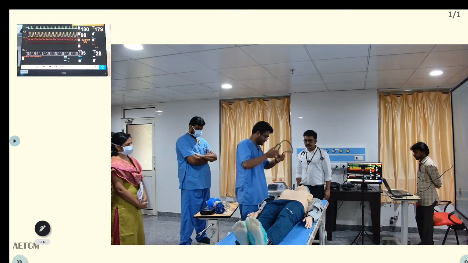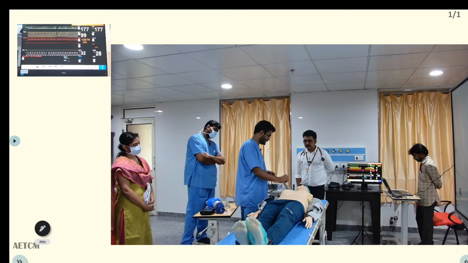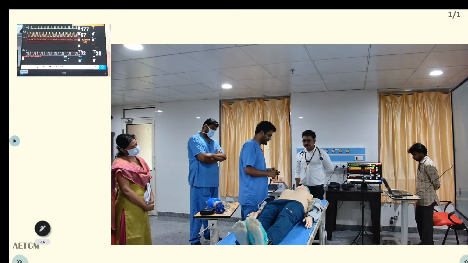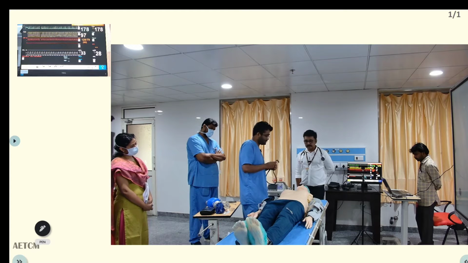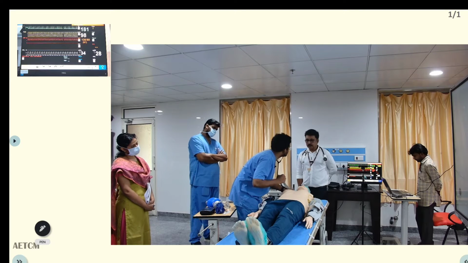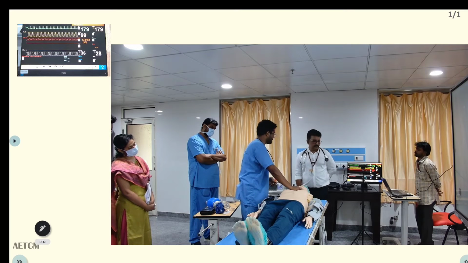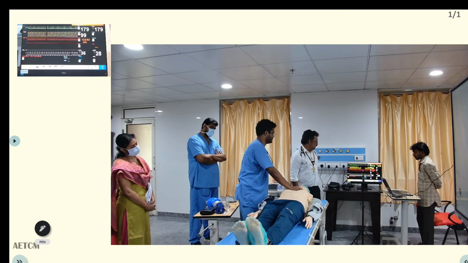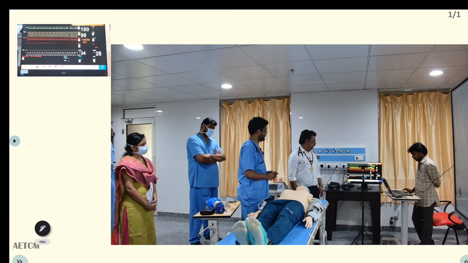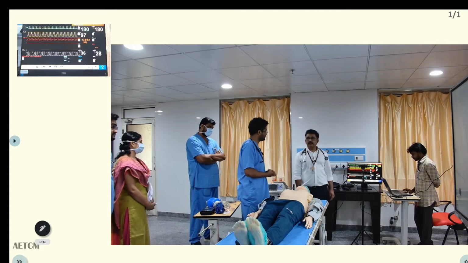For carotid massage, we massage the carotid area between the angle of the mandible and the thyroid cartilage. Before massaging, we have to rule out carotid bruit, so we look at whether there is any carotid bruit. There is no carotid bruit. So for carotid massage, we will massage the carotid area for 5 seconds. We'll see. Is there any change? Carotid massage done. There is no change on the monitor. Heart rate is still high, 181.